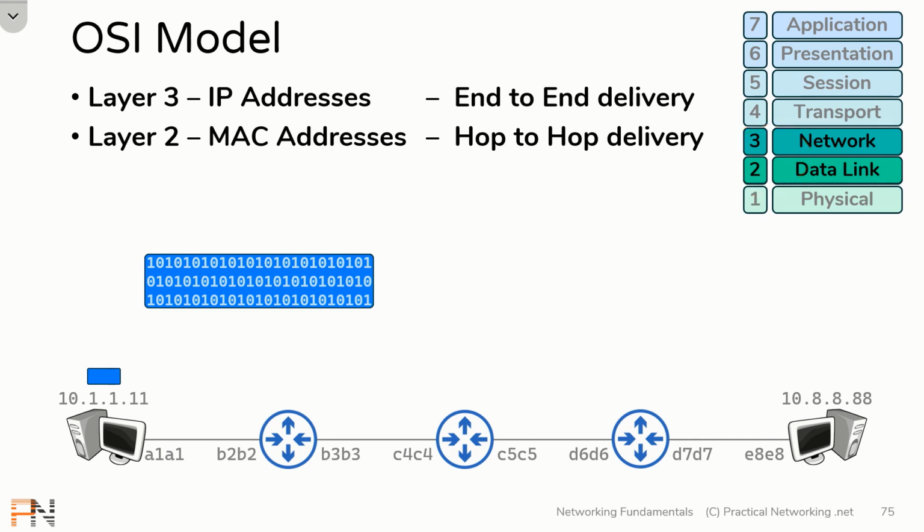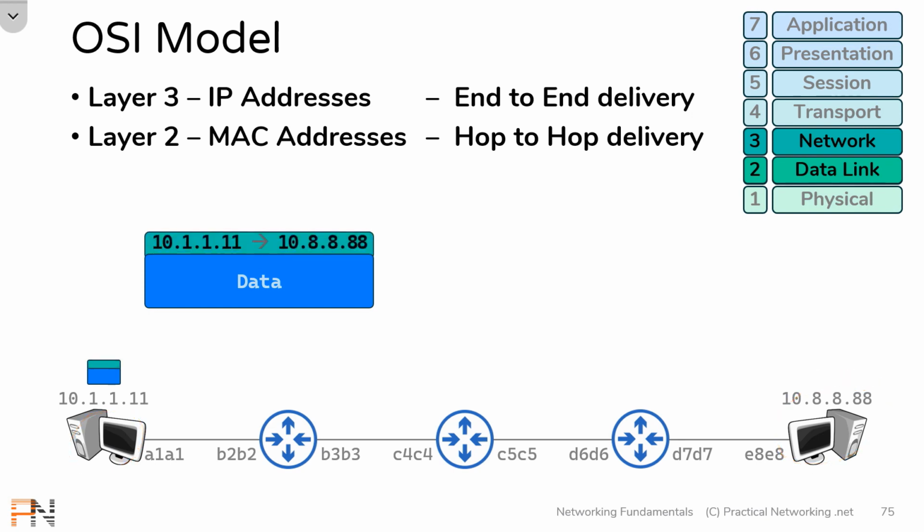It's just an arbitrary set of ones and zeros that need to get to this host over here. Since this computer knows the data needs to get to this endpoint over here, it's going to add some layer 3 information to that data. That layer 3 information is going to include the source IP address and the destination IP address in order to get this data from one end to the other.